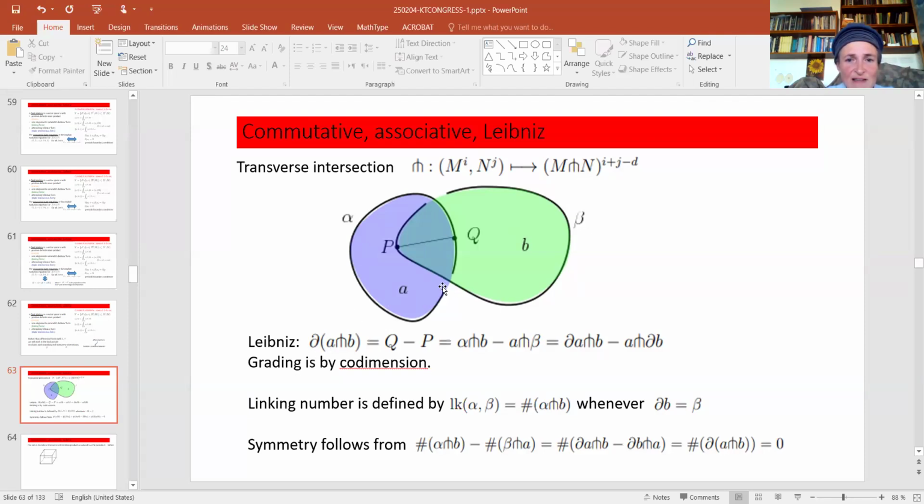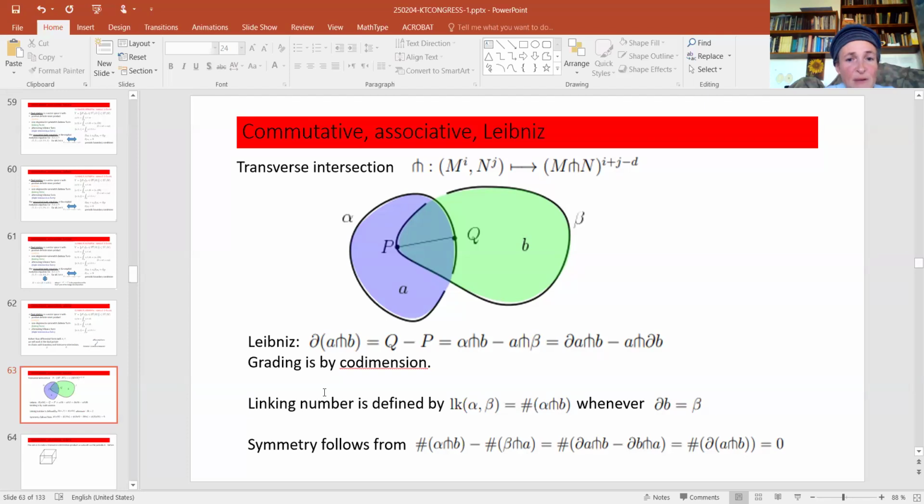If you think of this as A and this as B, and the boundaries are what we see here, then the boundary of A intersect B, so A intersect B is this little piece here, its boundary is the difference Q minus P, and they are the intersections. Q is the intersection of alpha with B, and P is the intersection of A with beta, and you can think of those in this way. So this difference is indeed this.